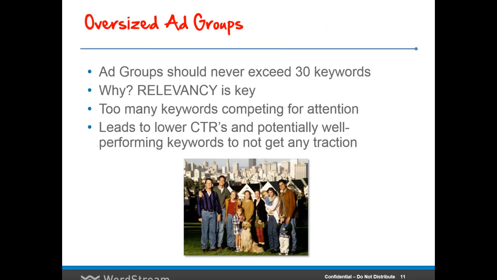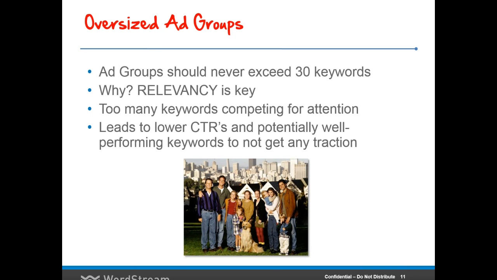The first one is oversized ad groups. So like I said before, Google suggests keeping your ad groups really tightly themed, right around 20 to 30 keywords. You might be wondering why. There are several reasons. So if you have too many keywords, they're simply going to end up competing against each other for attention. All too often, I see clients who have 100 plus keywords in ad groups, but maybe only 10 or 15 of those keywords are actually bringing in traffic.